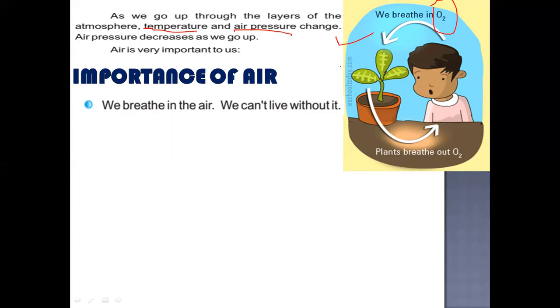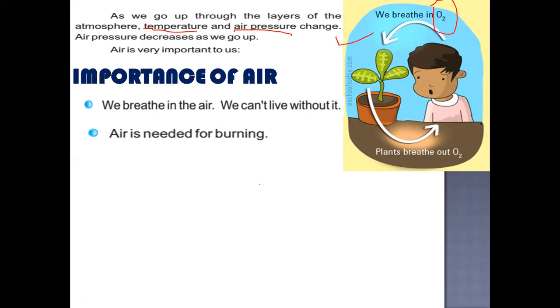Every living organism breathes in oxygen, including plants, and plants give out oxygen for our breathing, and we give carbon dioxide to the plants to grow. But remember, as we have read before, plants also respire in the same way as we do.